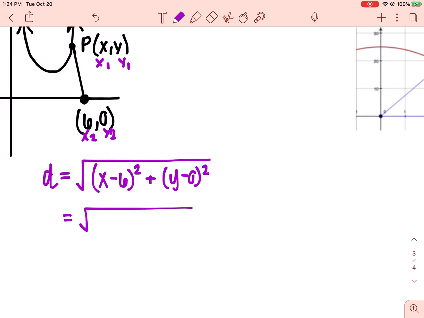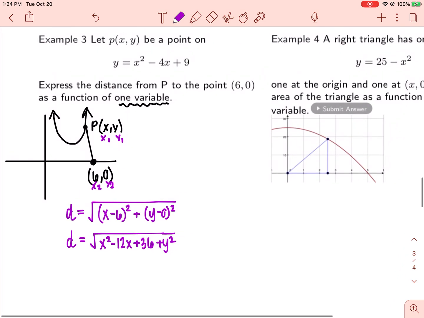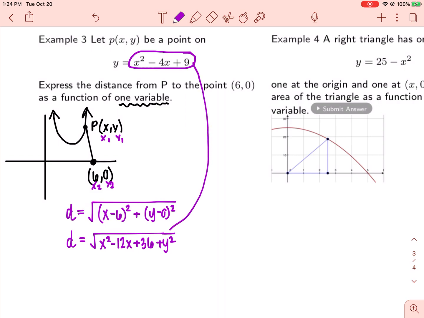When I FOIL, I guess, I could get x squared minus 12x plus 36, and this just becomes actually y squared. Like, okay, this is something. Now I'm going to have to use every part of the problem. So notice that I am given what y is. That's important. All information is going to be important, which means I could actually plug that in right here for my y value. I know the y value is going to have that equation with it because that's the parabola. Again, I'm just trying ideas.